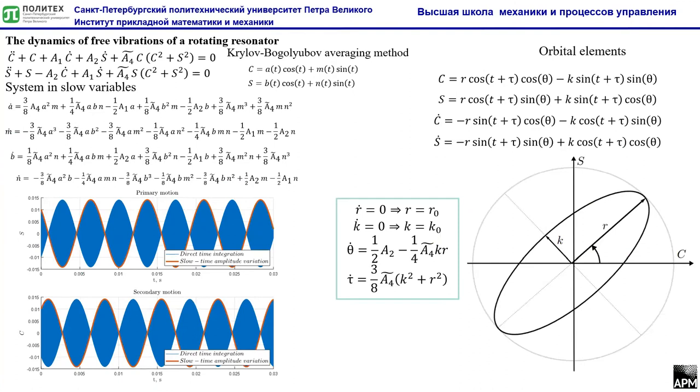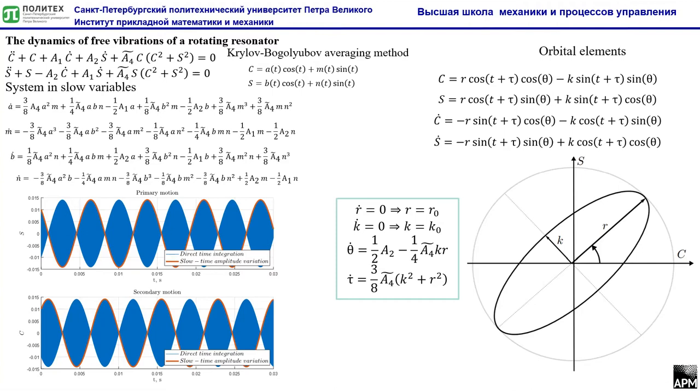Consider free oscillations of the resonator. The system was investigated by the Krylov-Bogolyubov averaging method. The following equations were obtained in slow variables. The slides show a comparison of direct numerical integration of the complete system and the system in slow variables.